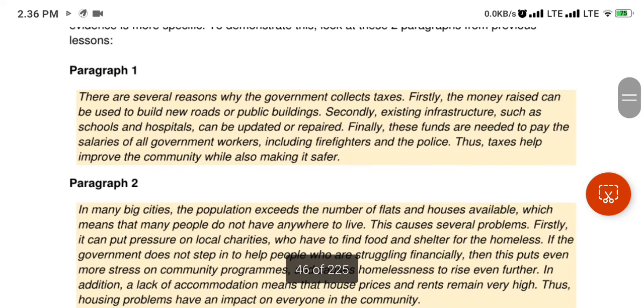Paragraph 1. There are several reasons why the government collects taxes. Firstly, the money raised can be used to build new roads or public buildings. Secondly, existing infrastructure such as schools and hospitals can be updated or repaired. Finally, these funds are needed to pay the salaries of government workers, including firefighters and the police. Thus, taxes help to improve the community while also making it safer.